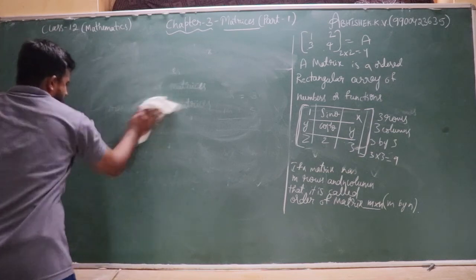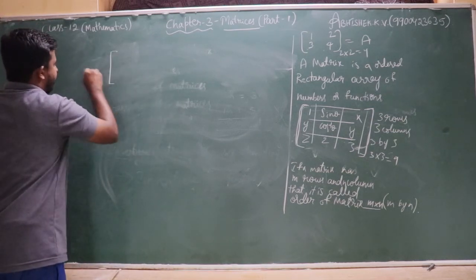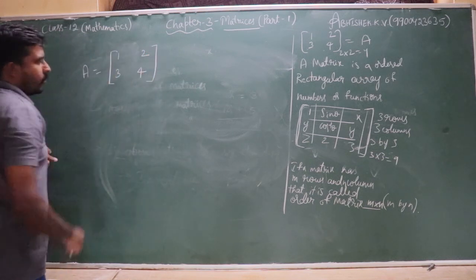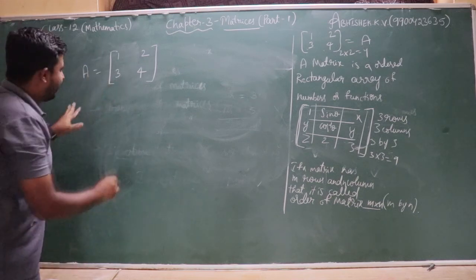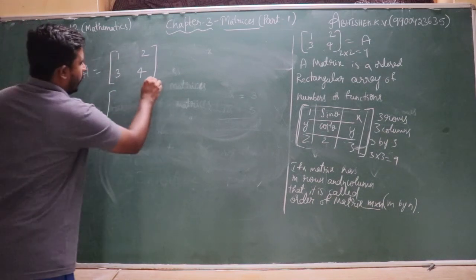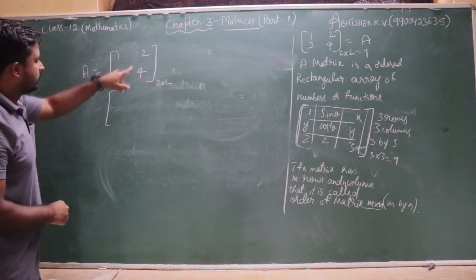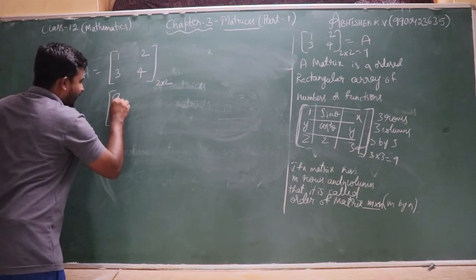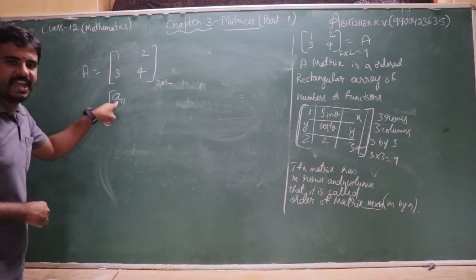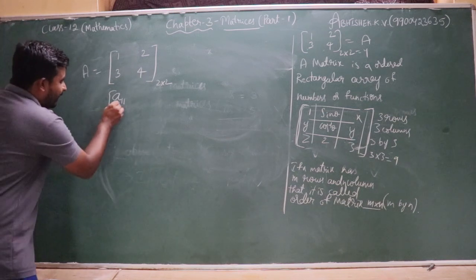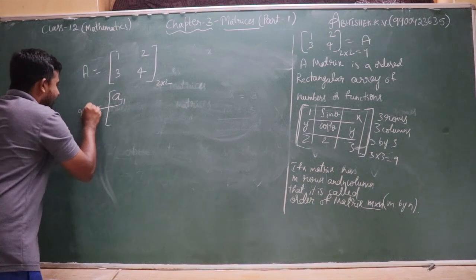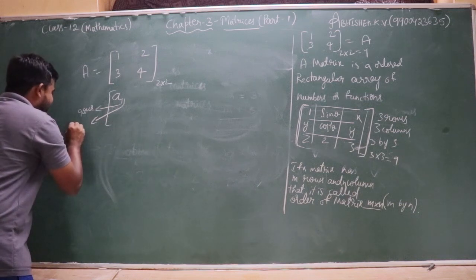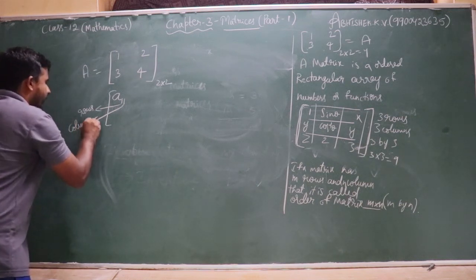See, I told you, if I consider this matrix A is equal to 1, 2, 3, 4, a matrix of order 2 by 2, that is totally 4 elements, and this element 1 is denoted by A11, that is A suffix 11. The first suffix represents the number of rows, and the second suffix represents the number of columns.